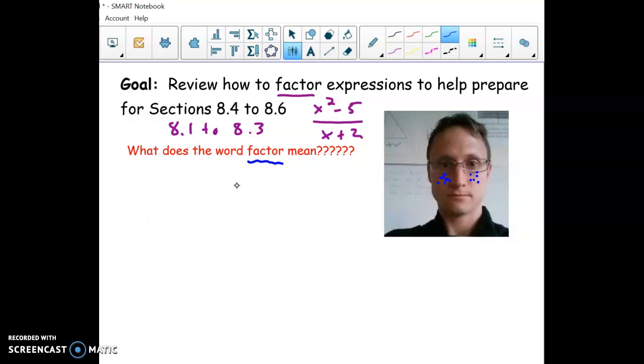So see if you can remember what it means, right? Oftentimes I'll ask you to pause the video, think before you just hear the answer. So any thoughts what factoring means?